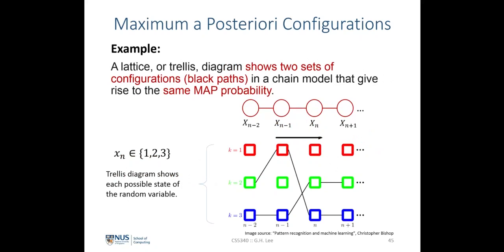Now suppose that I have a chain structure, a chain undirected graphical model given by this figure over here. We can represent all the states of each random variable using what we call the lattice or trellis diagram. Here, each one of these squares, which is not a graphical model, represents all the possible states of the random variable xn minus 2, for example. In this case, each one of these random variables will take 3 states: 1, 2, or 3.